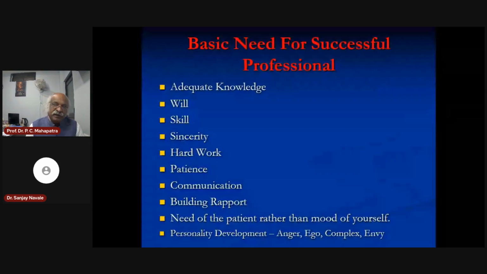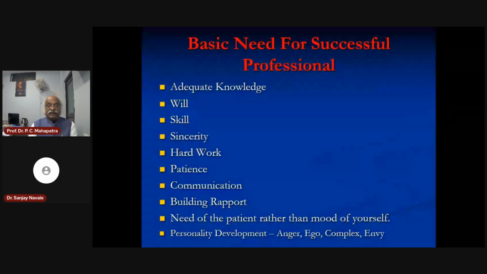And remember, many people say, need of the patient rather than the mood of yourself. The patient's need is a priority. You don't think that I will attend the patient as per my need, my mood. That will not be a successful thing. So the need of the patient is a priority.